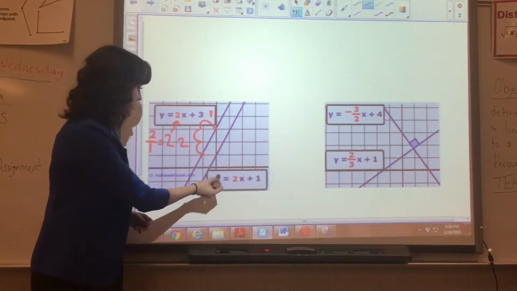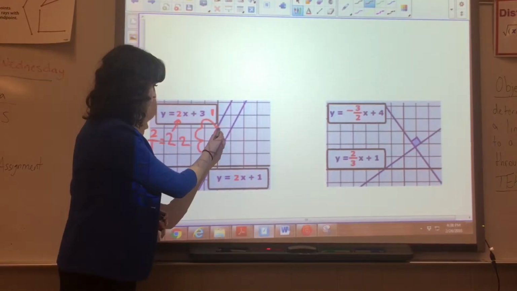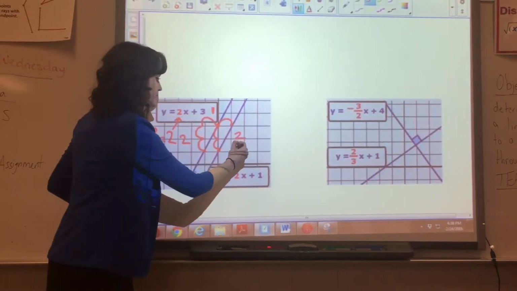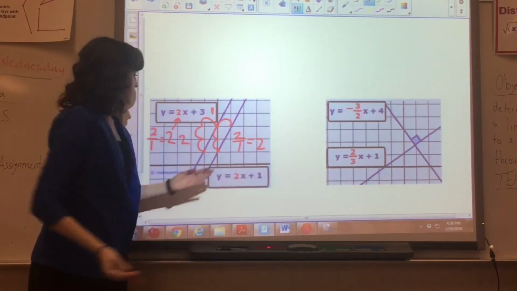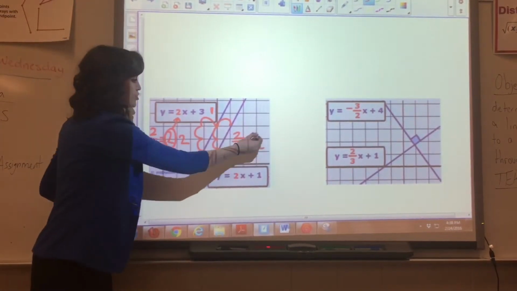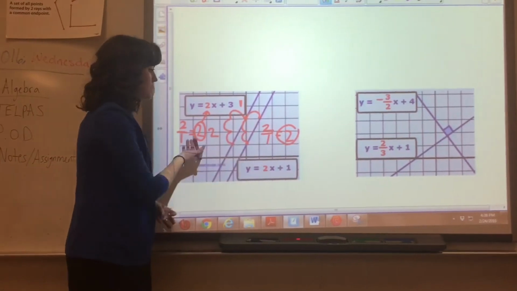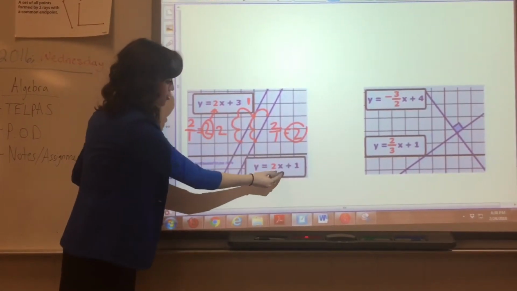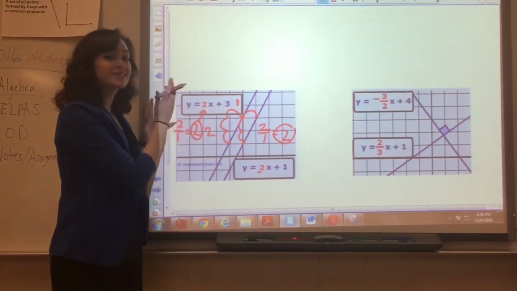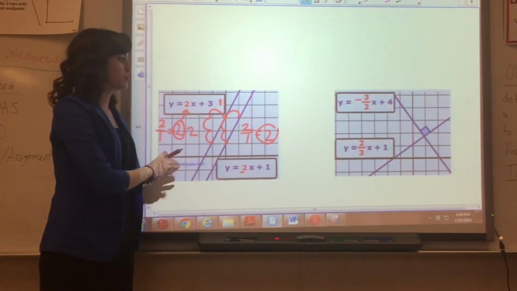Now going for this one, we're going to rise 2 and run 1. So we're getting 2 over 1, which is equal to 2. As we can see here, we have our 2 and our 2. So we're seeing here there's a pattern. We have our parallel lines, same slope. We have our 2 and our 2 here. So we're saying that with parallel lines, the slopes are going to be the same. We can make a conjecture now saying that parallel lines, their slopes are going to be the same.